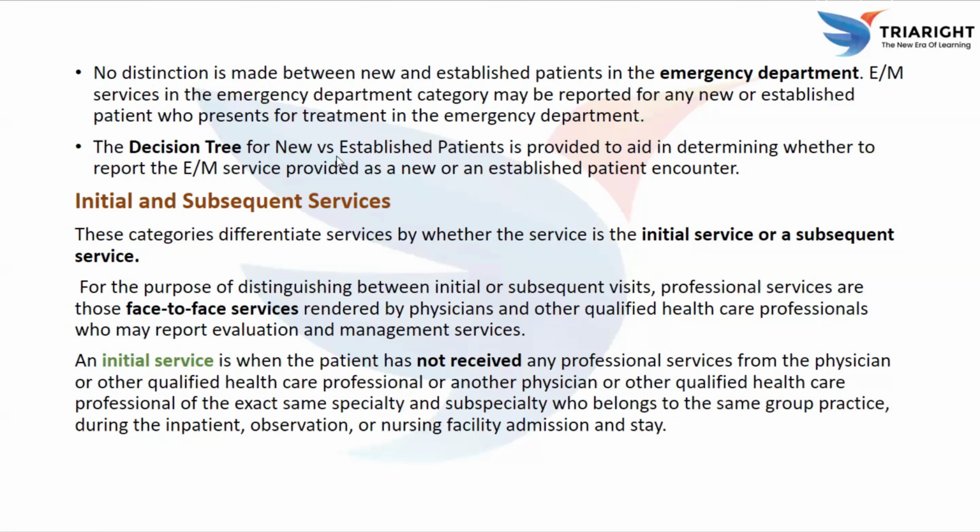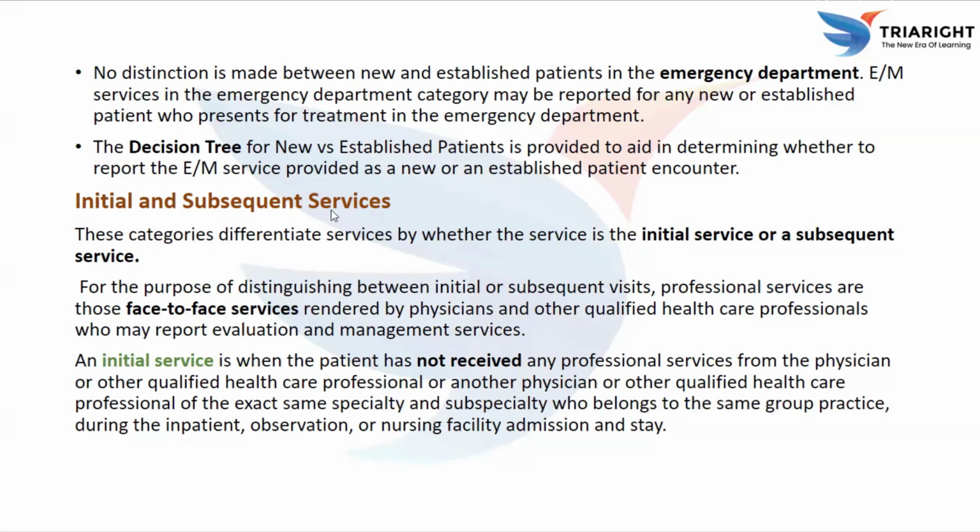So what is the decision tree for new versus established patients? The CPT provides a decision tree to help decide new patient versus established patient E&M codes. This applies to office visits and outpatient visits, but not emergency department services. So if the setting is the emergency department, you have to stop thinking about new versus established patients.